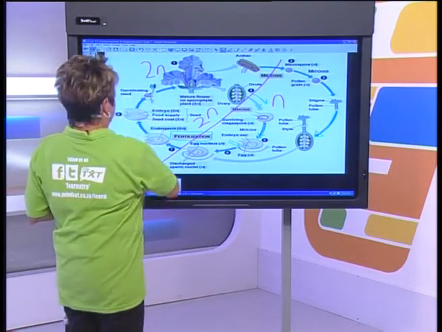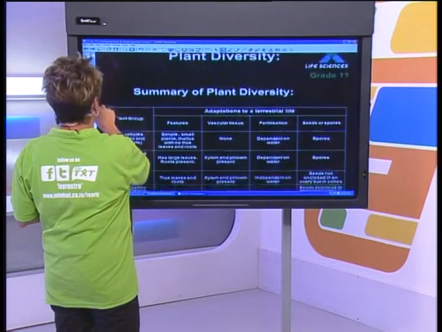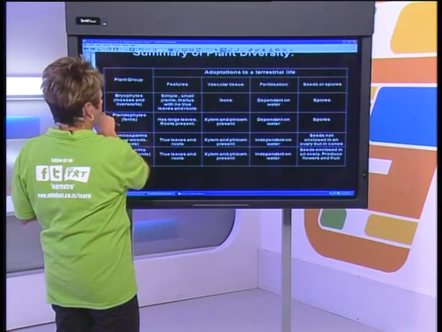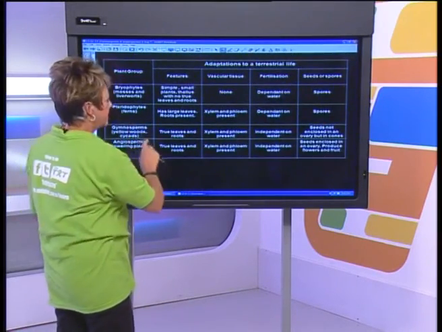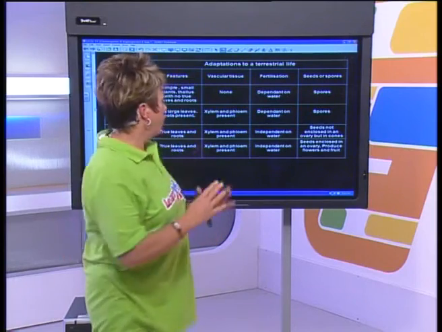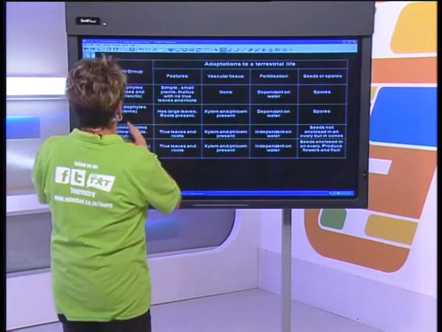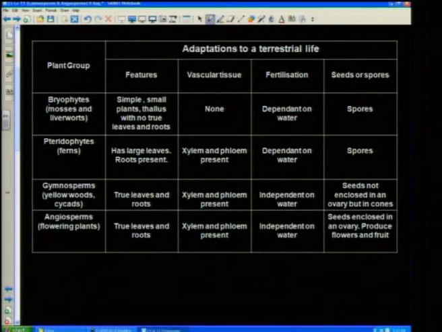That now brings us to a summary of all the plant groups that we have done. This is the way to go now, grade 11. Once you've studied your bacteria, mosses, ferns, Gymnosperms, Angiosperms, go and make yourself a big table to compare. What we've got here is a comparison between the bryophytes, the pteridophytes, the Gymnosperms, and the Angiosperms. Those are our 4 main plant groups.